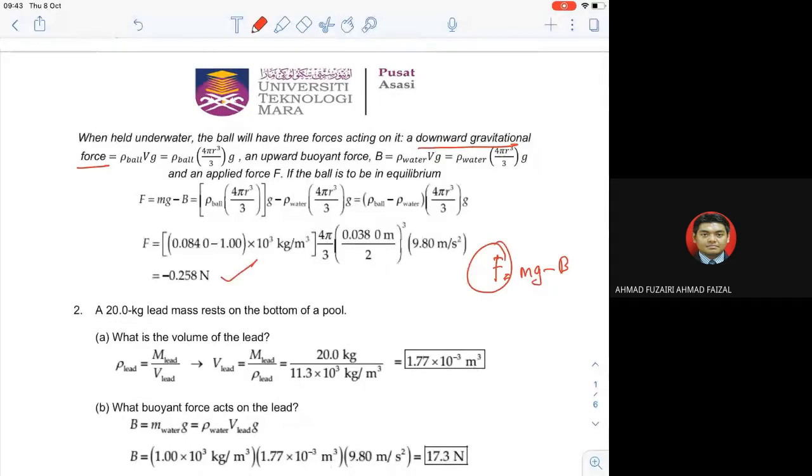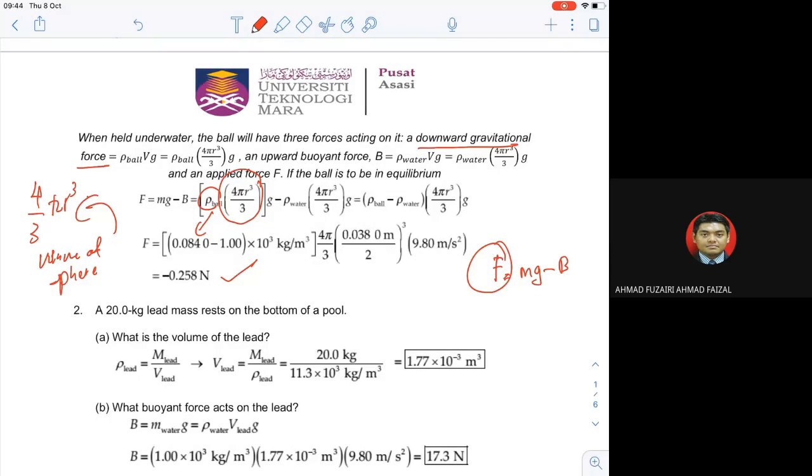0.258 newton. Cuba tengok kat sini, density of the ball dia bawa masuk, yang dalam ni 4 pi r cube. Ya, kenapa dia ambil 4 pi r cube per 3? Dia sebenarnya 4 per 3 pi r cube, sebab this one is the volume of sphere. This volume of sphere kali dengan gravity. Gravity tak ada masalah.